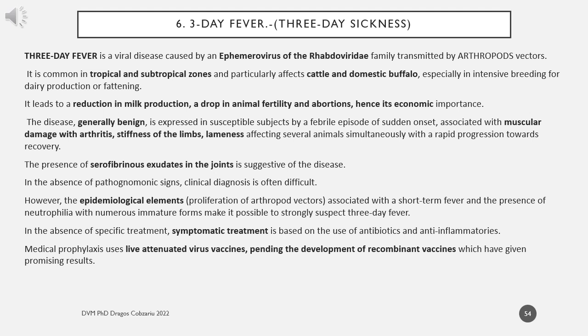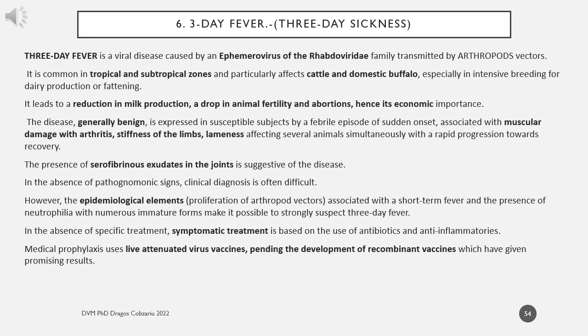The disease, generally benign, is expressed in susceptible subjects by a febrile episode of sudden onset, associated with muscular damage with arthritis, stiffness of the limbs, lameness affecting several animals simultaneously with a rapid progression towards recovery. The presence of serofibrinous exudates in the joints is suggestive of the disease. In the absence of pathognomonic signs, clinical diagnosis is often difficult.